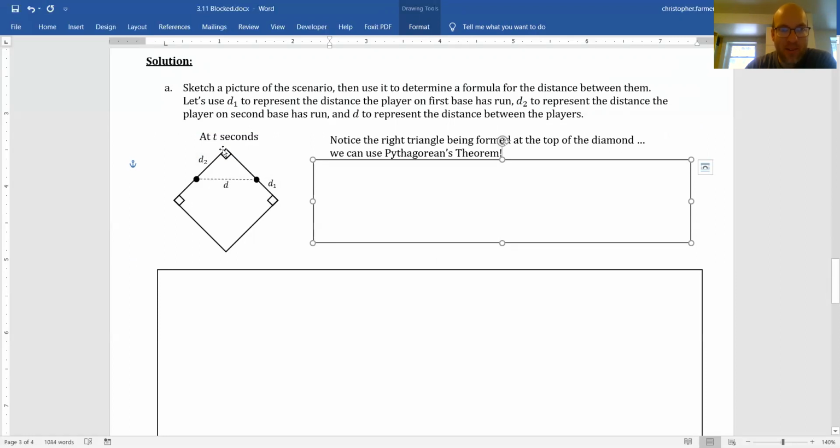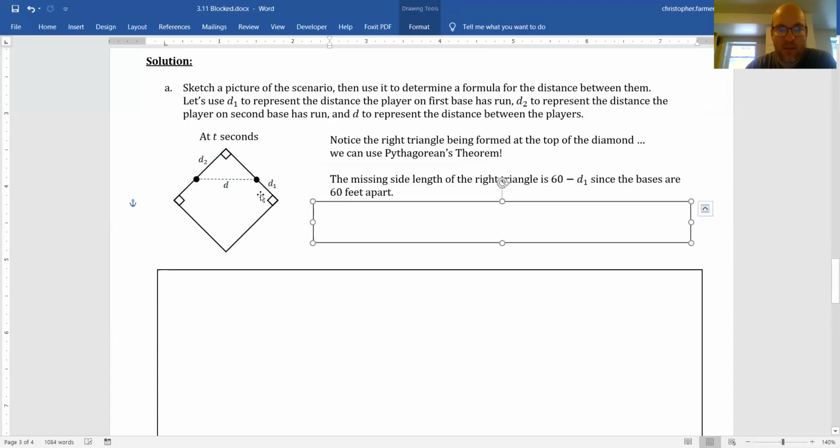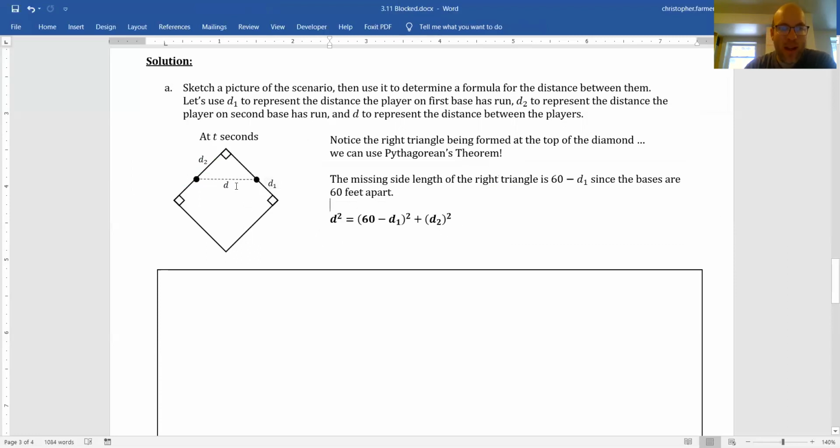And knowing that the bases are 60 feet apart, even though this distance is not the side length that we want in our triangle, we can find that very quickly just by subtracting. Right? If the whole distance is 60 feet, she's run or he's run, whoever it is, has run d1 feet, then the remaining distance is 60 minus this d1. Okay, so setting up the Pythagorean theorem then, we have the hypotenuse squared is equal to one of the side lengths squared, so the (60 minus d1) squared, plus the other side length squared.